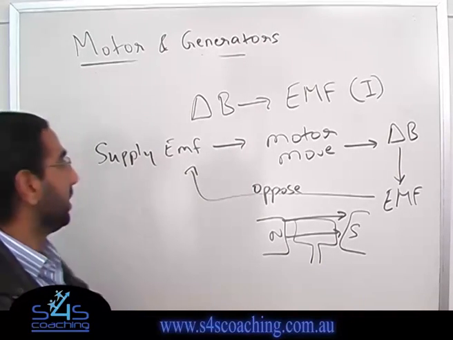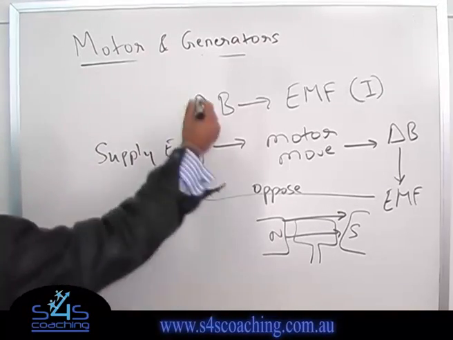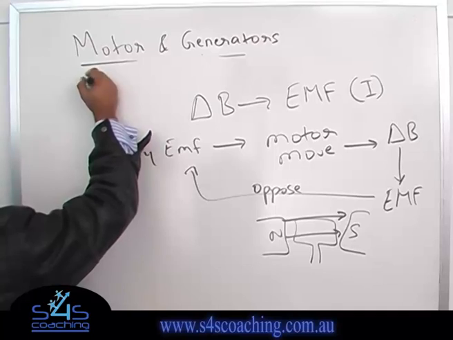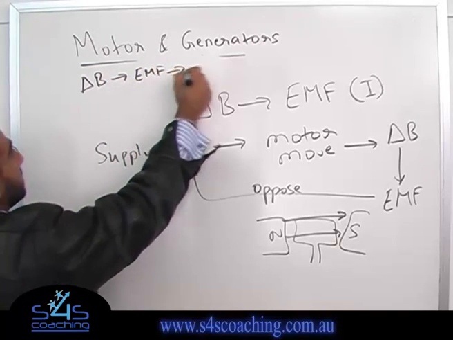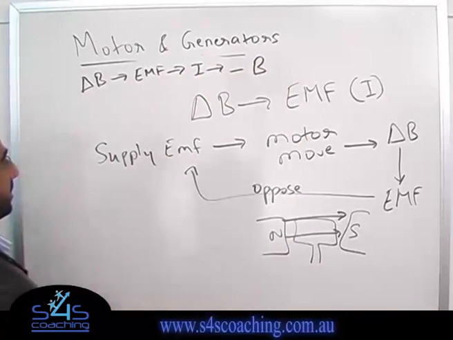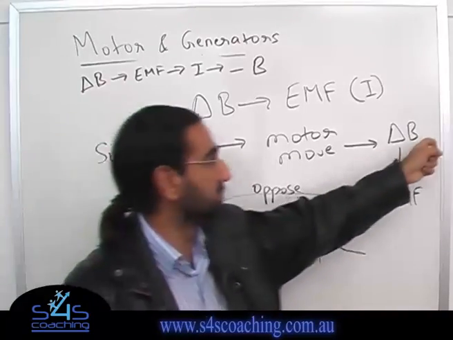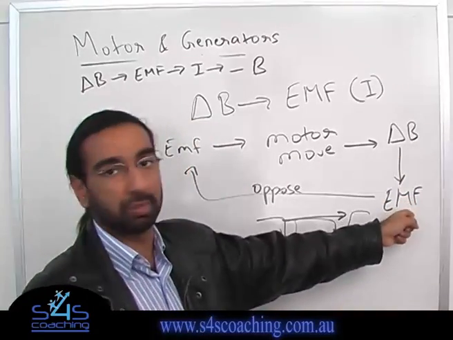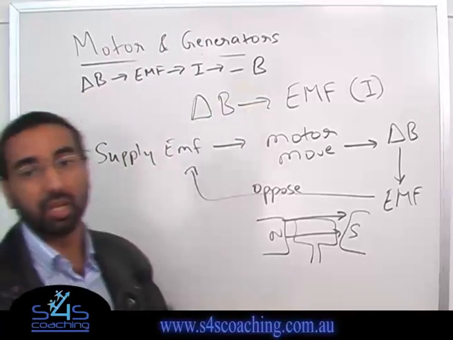So essentially, what we have is quite similar to Lenz's law. Lenz's law said that changing B produces EMF, which produces I, which produces negative B. Right? This guy says, this guy starts with EMF, which produces a changing B, which produces a back EMF. Lenz's law, changing B produces EMF, produces a negative B.